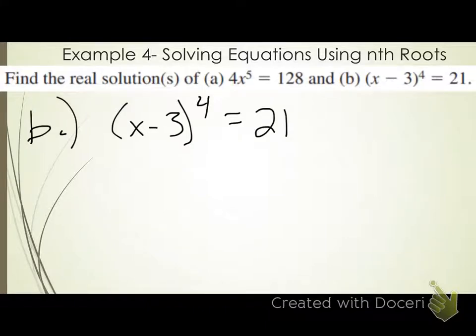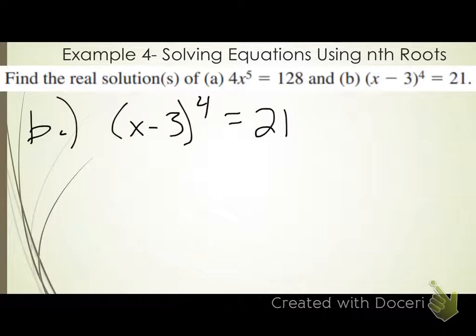Letter B, x minus 3 to the 4th equals 21. What do I need to do first to get x by itself? Distribute. Make sure I don't add 3 to both sides. Well, I'm not distributing. You're right, I can't add 3 to both sides because it's tied down by the parentheses into the fourth power.